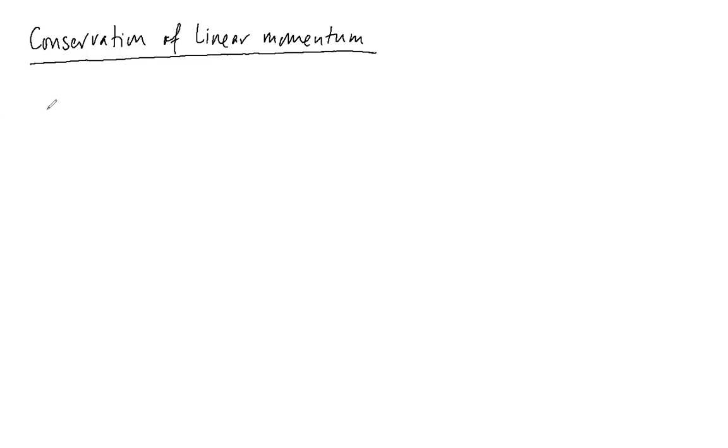So in an isolated system, what you have is that there is no net external force acting on it. So we say that in the isolated system, you have F net is equal to 0. Okay, it is equal to 0. So that means there's nothing acting on it that provides a net force.